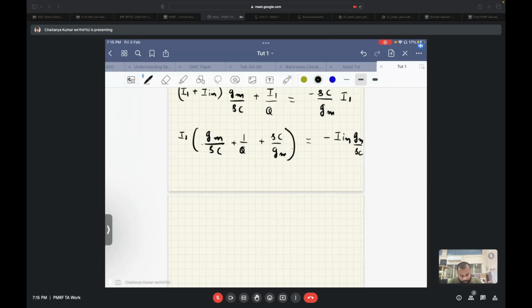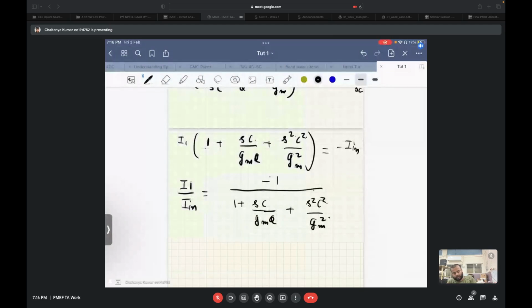So if we multiply this complete equation with SC by GM, what we get here is I1 times 1 plus SC by GM times Q plus S squared C squared by GM squared is equal to minus of I in.